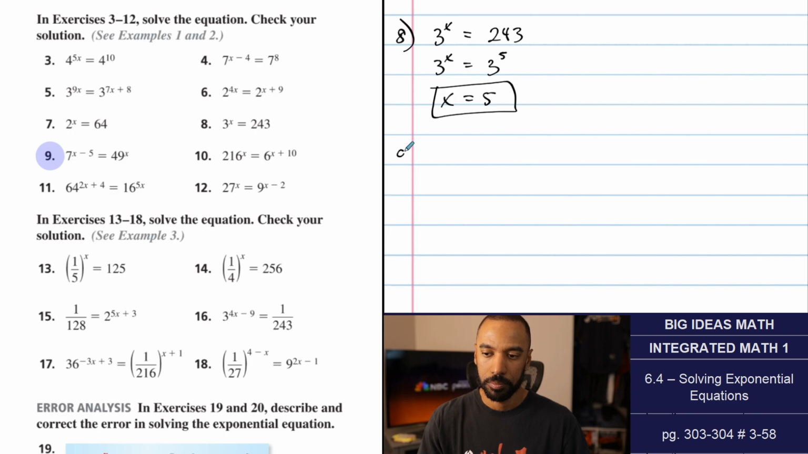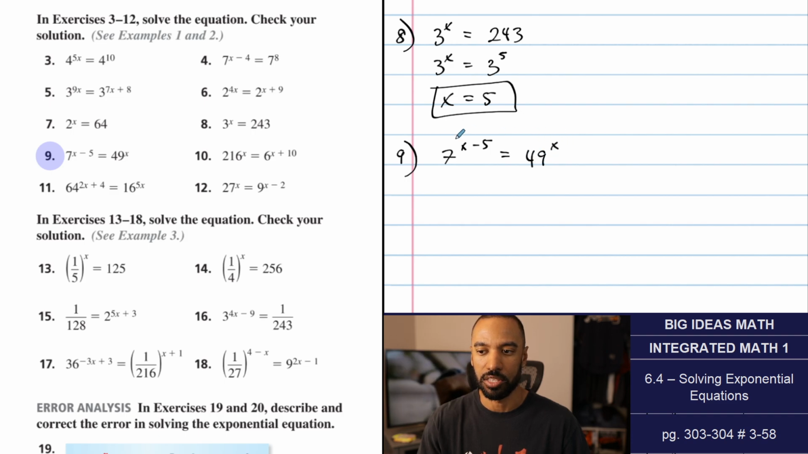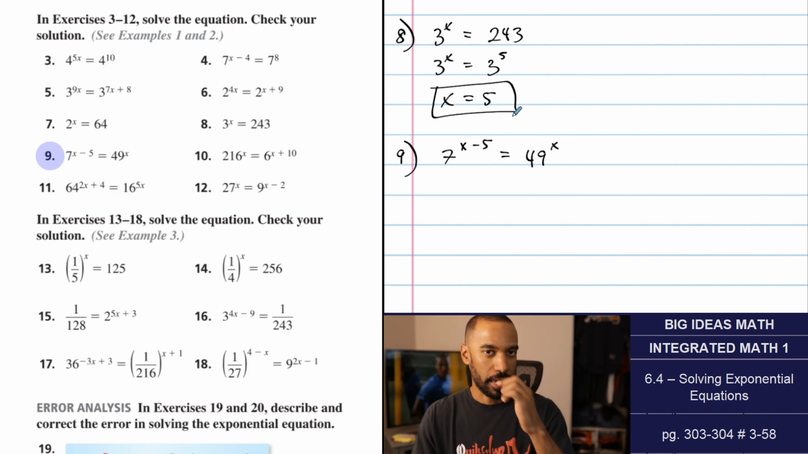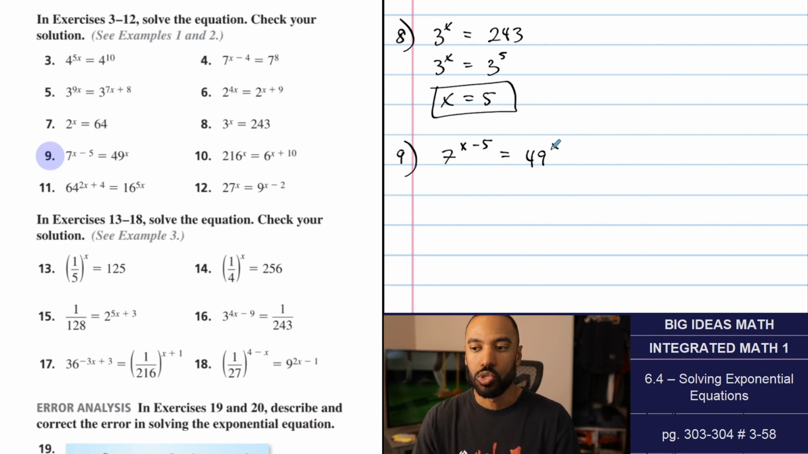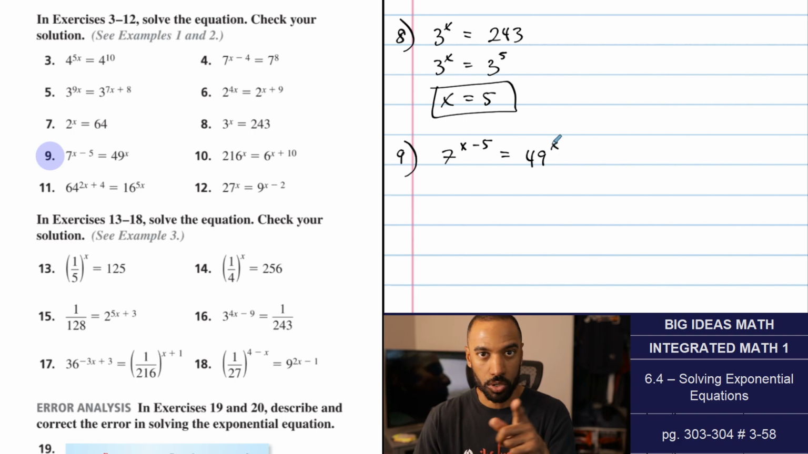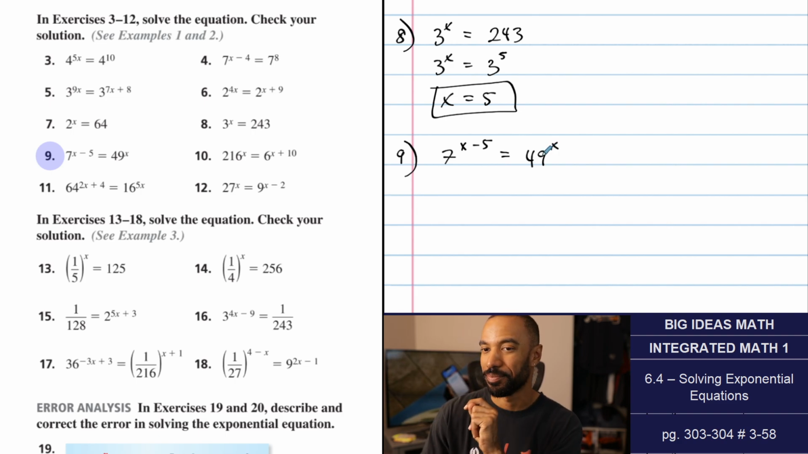Number 9. 7 to the x minus 5 equals 49 to the x. Okay, first things first, I want to state, because I've seen this so many times that I can't count: do not ignore this x. Do not ignore this x. Okay? Did you ignore it? Did you forget it? Okay, no.